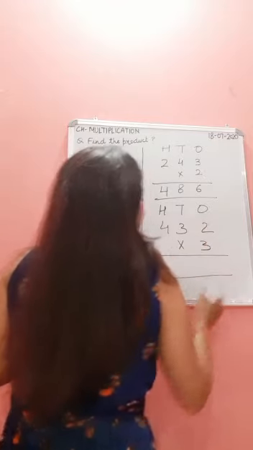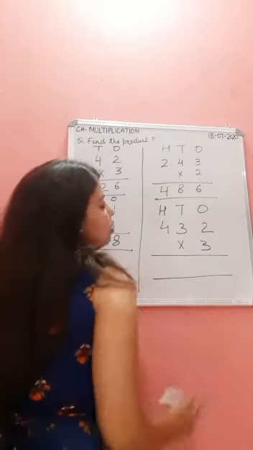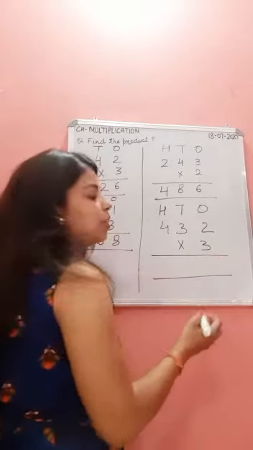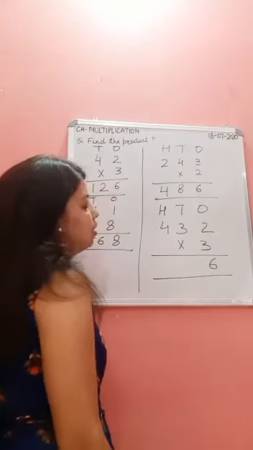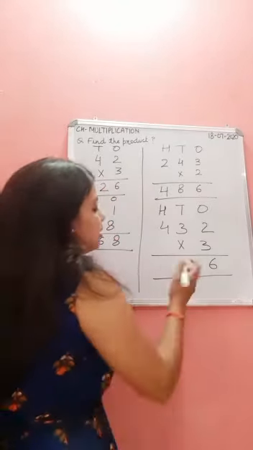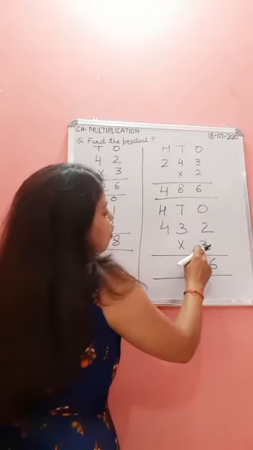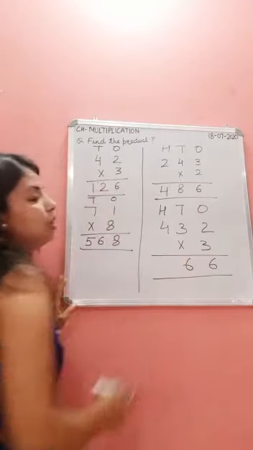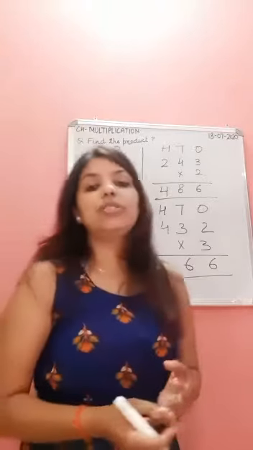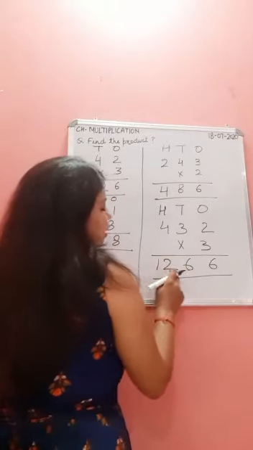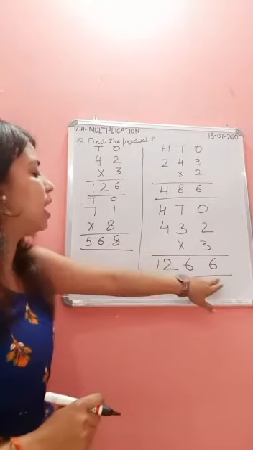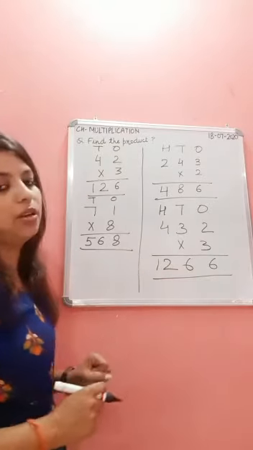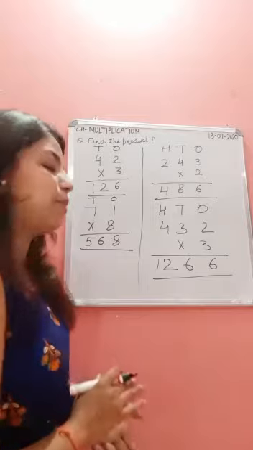Now see this one. 3 1 is 3, 3 2s are 6. So write 6 here on the ones position. Now 3 1 is 3, 3 2s are 6. So write 6 on the tens place. Now 3 1 is 3, 3 2s are 6, 3 3s are 9, 3 4s are 12. So 12 is a 2-digit number. So write 12 here. Now you can see this is a 3-digit number, but the answer we have is a 4-digit number. That does not matter, your answer should be correct.